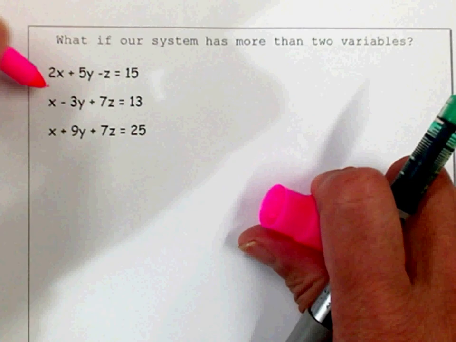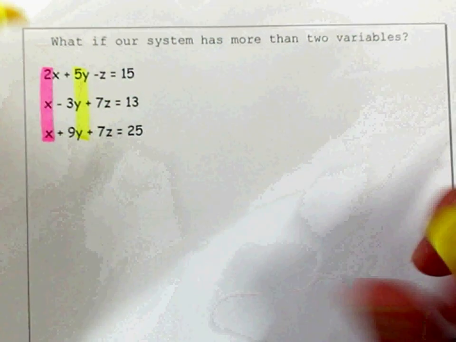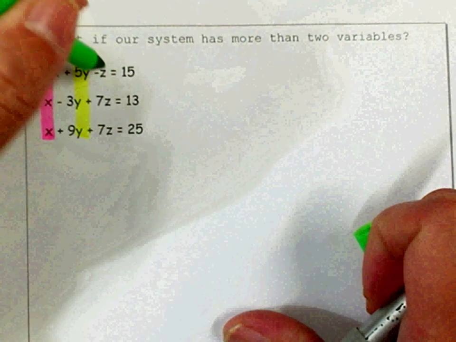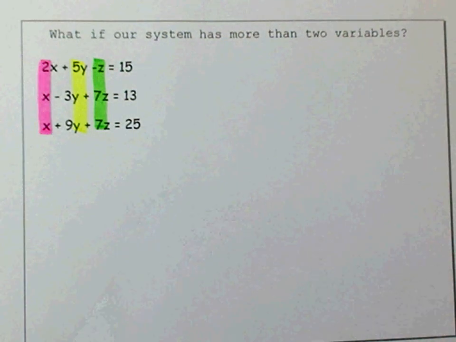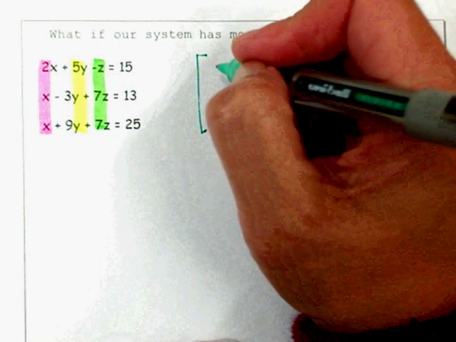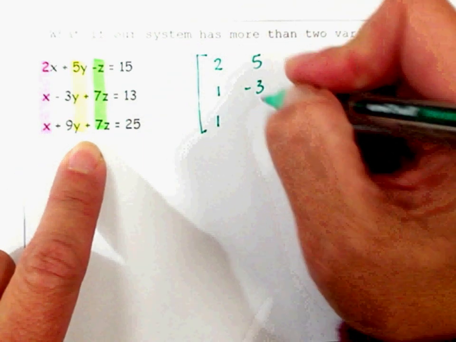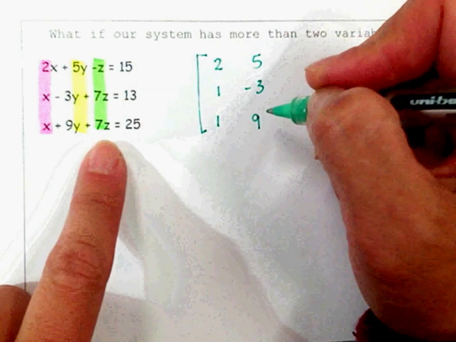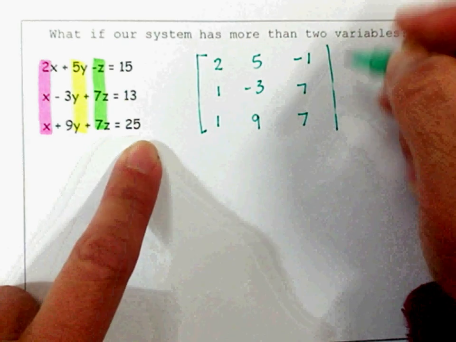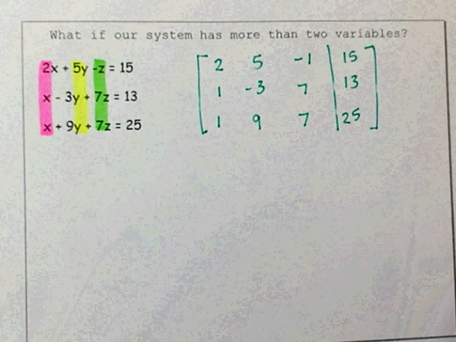All your x's lined up. All your y's lined up. You guys go quietly. There's your z, and then there's all your numbers, okay? There's what you, right. 2, 1, 1. There's your x. Here's your y. 5, -3, 9. There's your z. -1, 7, and 7. There's my equal sign. 15, 13, 25. And you have written your augmented matrix.